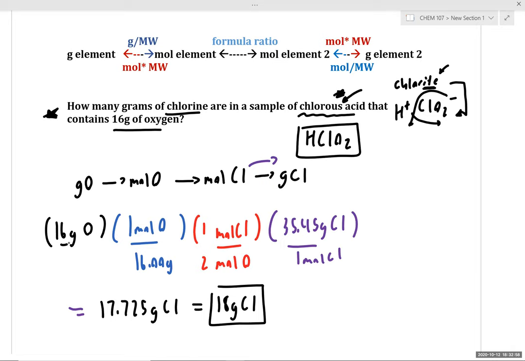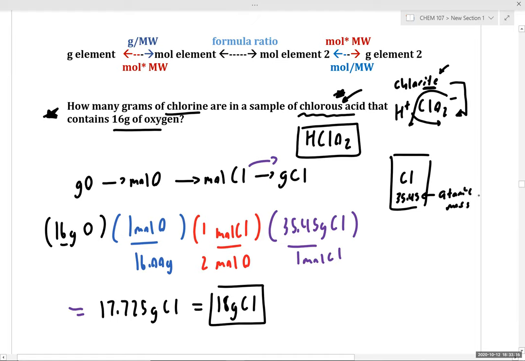Professor, where do you get the 35.45 grams of chlorine? This is from the periodic table. All of the atomic masses, the masses of an individual element, are found in the periodic table below the atomic symbol. Okay, got it. Thank you. Perfect. Any other questions I can address? You will always be given a periodic table for these problems, so always make sure you have a periodic table handy. If you have your book and you open up the cover of your book, it should be on the inside cover of your book. Your textbook definitely has a periodic table, and there's also a copy in the notes.